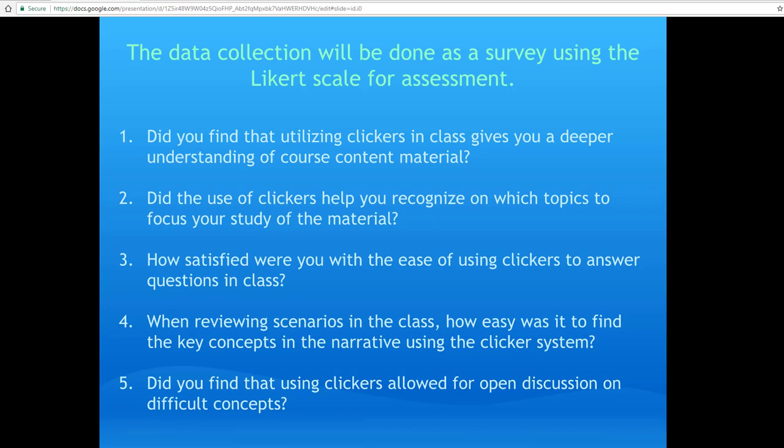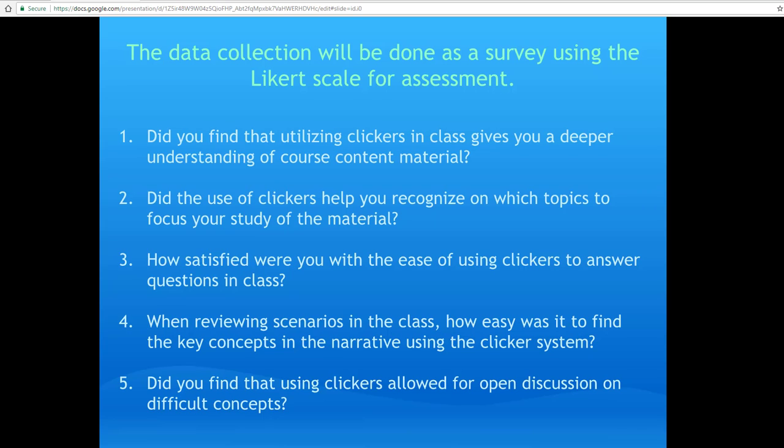The method of collection will be in the form of a survey that I will develop in Qualtrics. I plan to use the Likert scale for this study. The Likert scale is an attitude test that will enable me to ask students non-leading questions that they can answer using their personal feelings regarding the use of clickers.